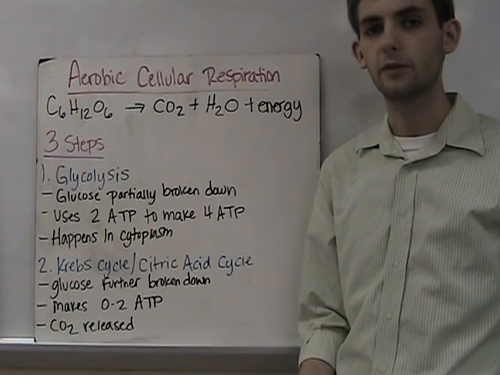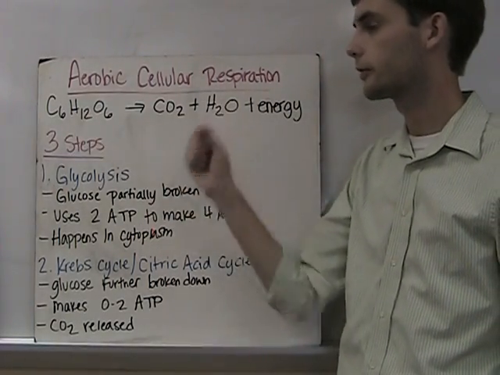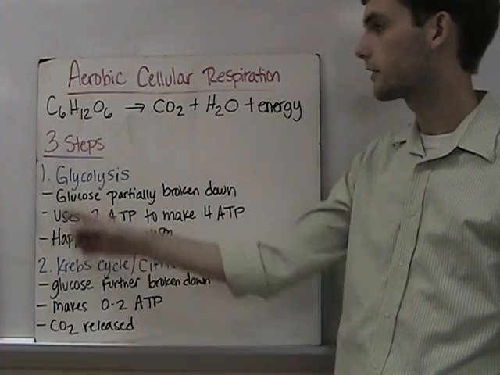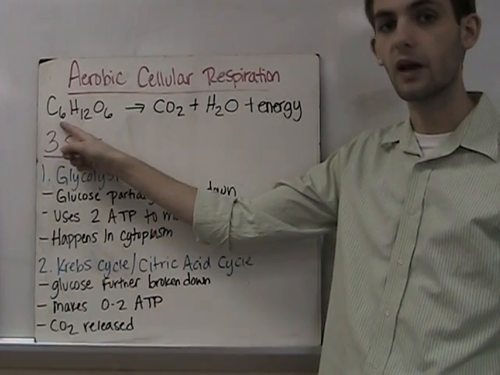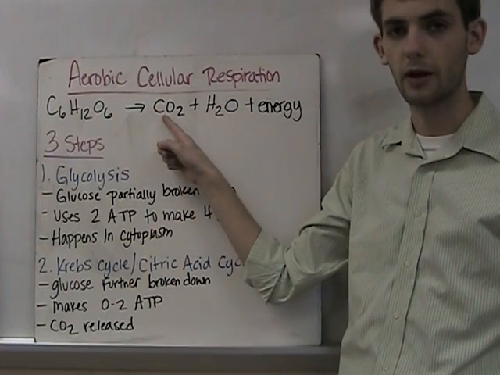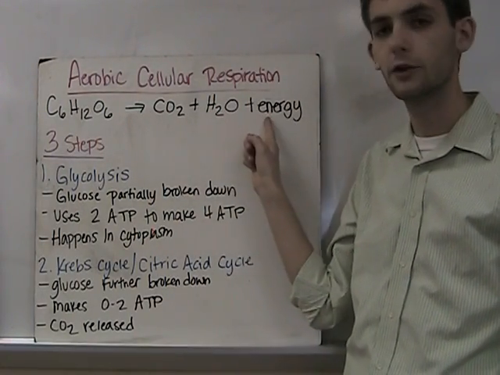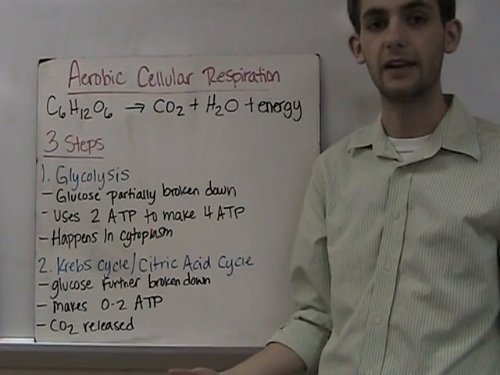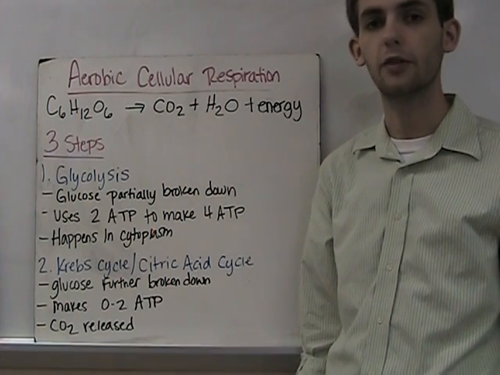The opposite of photosynthesis is aerobic cellular respiration. This is a process of taking in glucose that was produced by photosynthesis and breaking it down to produce carbon dioxide, water, and energy that can be used by our cells, or ATP. This will occur in three steps.